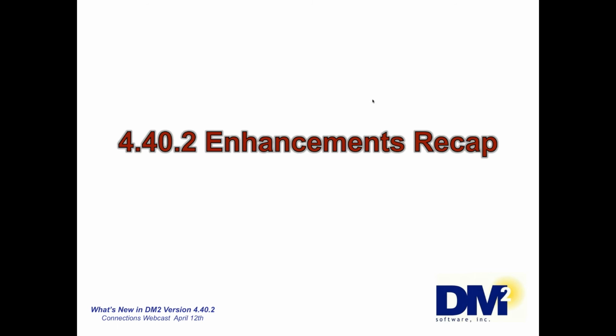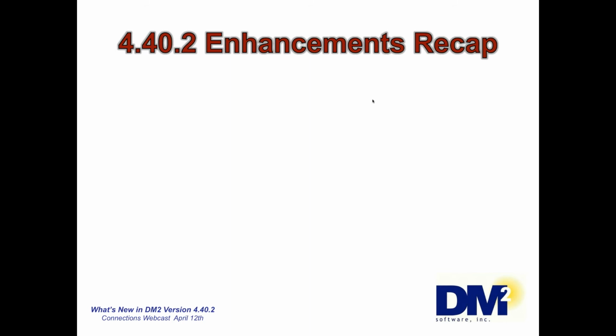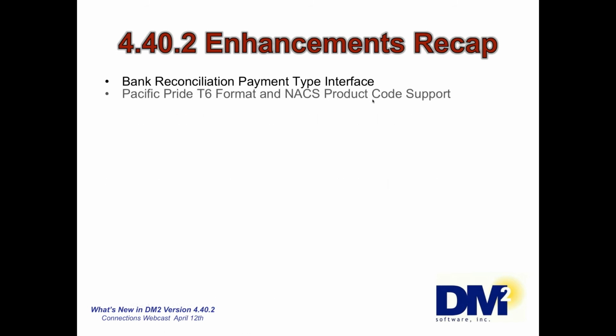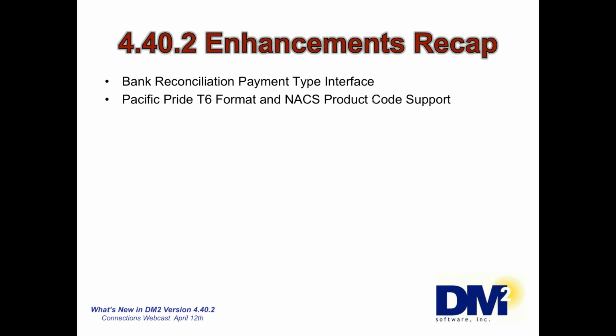So let's do a little quick recap. These are the 4.4.2 enhancements. First was the bank reconciliation payment type. That's sales order, getting a payment put in, a deposit amount automatically flowing to bank rec. The Pacific Pride T6 format and NACS product code support. That's the new CSV file format for Pacific Pride, and the NACS product lookup. So if you have the NACS in there, you can pull that over.